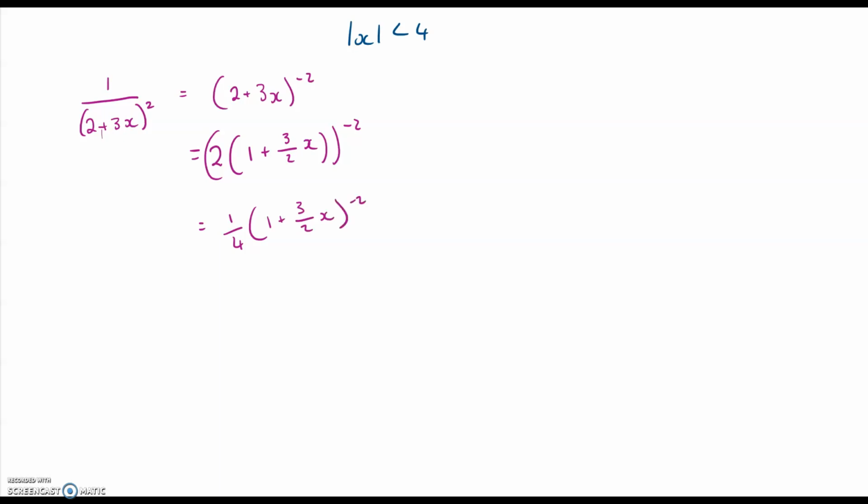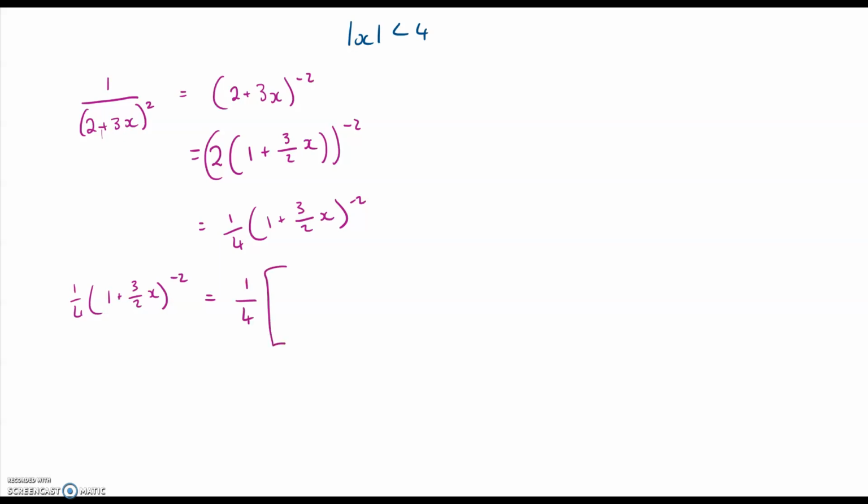Okay, so from here, again, now we can do the expansion. So we've got a quarter, (1 plus 3 on 2x) to the power of negative 2. Sorry about the brackets, guys. Again, if you want to go through and do this, just pause it, then check your answer at the end. Much better than listening to me. But otherwise, again, we keep that quarter out the front.